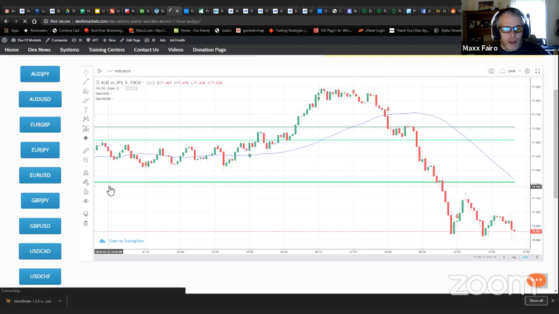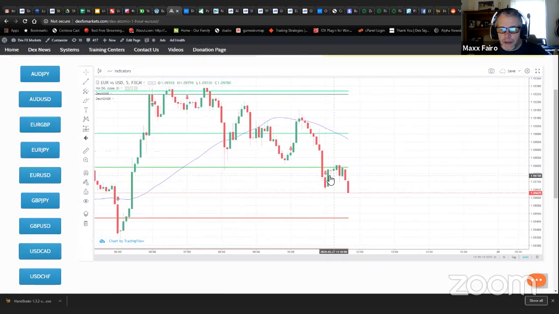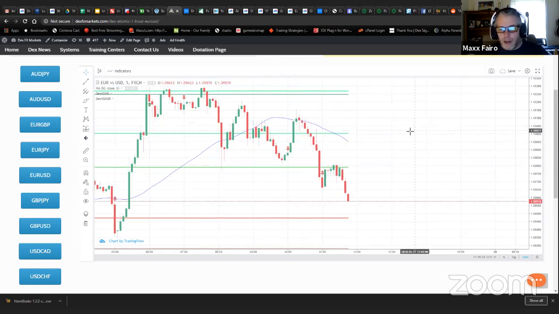Jump in here, get onto this chart. Here's the Euro USD trade we're in right now. Look at this, I want you to see this. On our chart, there's a lot of information in here, but it uses a little bit different process than the one that you're seeing on the network.